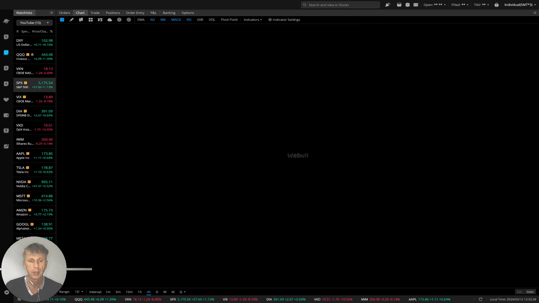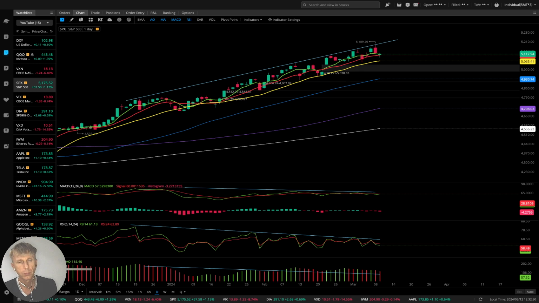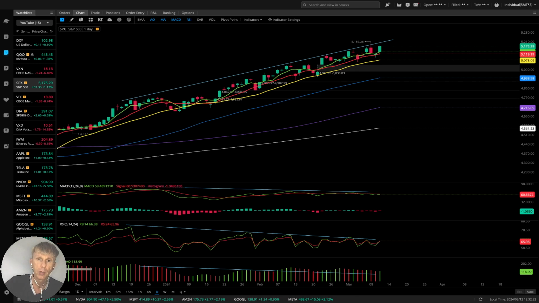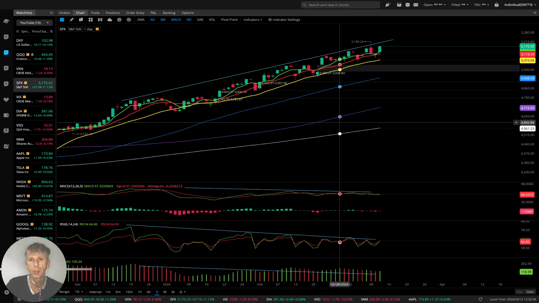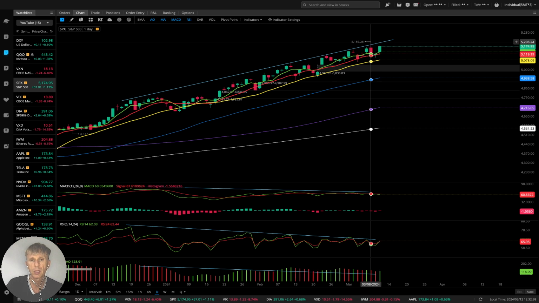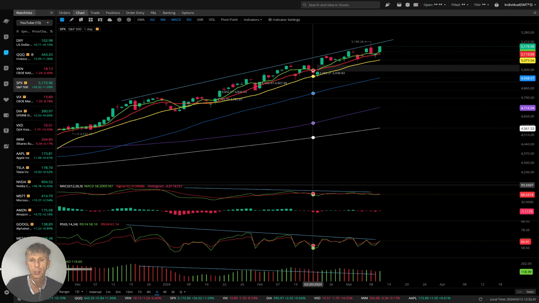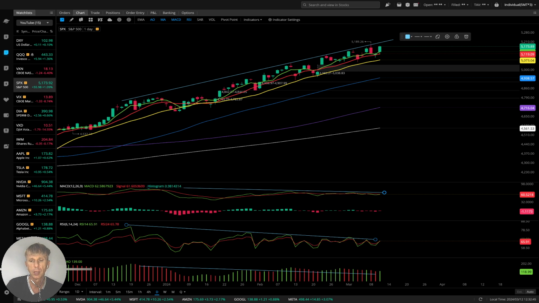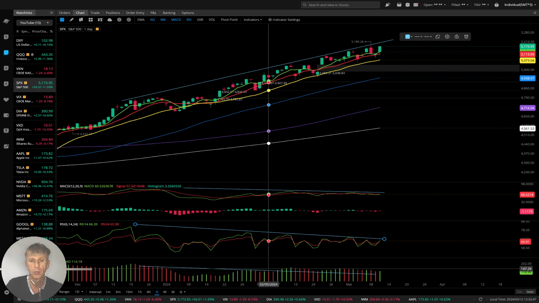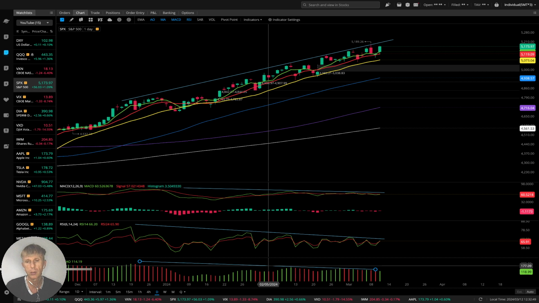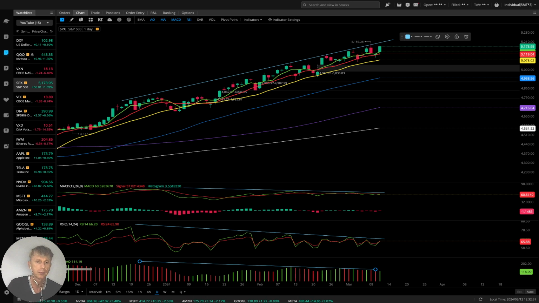S&P 500, SPX. Same story like Q's, it did bounce from SMA 10, not from 20. It bounced, the last bar is still above all moving averages, bullish trend, and bearish divergences on all indicators. Nothing changed, bullish trend with bearish divergences.